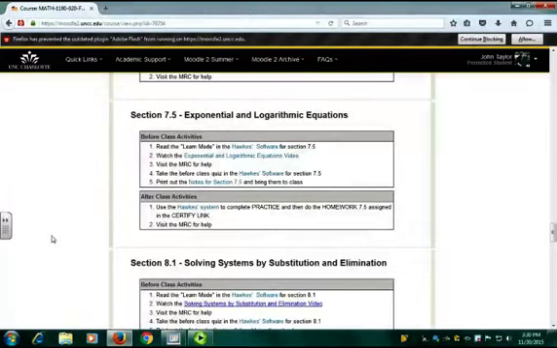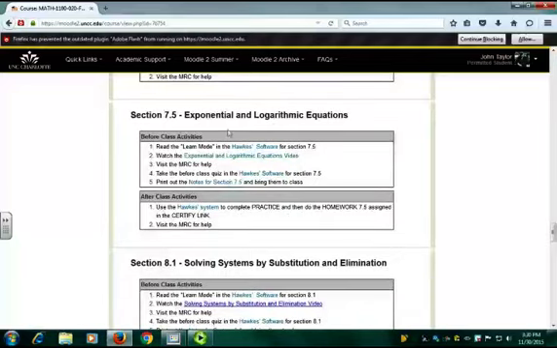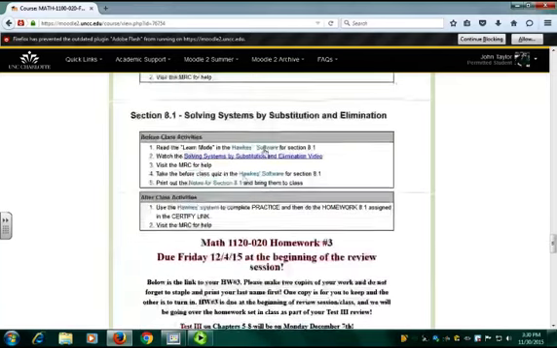First thing you guys should be paying attention to is your Moodle site. So I just opened the Moodle site up and tried to explain it. I'm finishing up section 7.5 today and also doing the last section, which is 8.1.